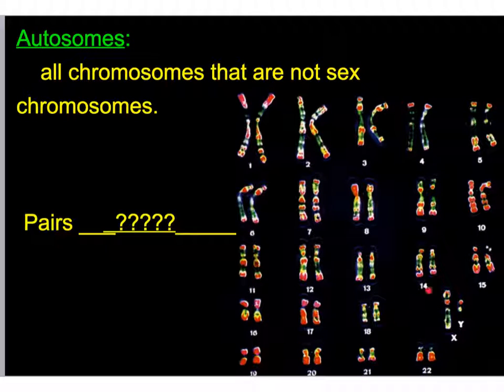So we already know the 23rd pair is the sex chromosomes. All the rest of the chromosomes that are not sex chromosomes are called autosomal chromosomes, or simply autosomes. So what pairs are we talking about? Obviously we're talking about pairs 1 through 22, because we know that the 23rd pair is our special sex chromosomes. All the rest of them are our autosomal chromosomes. So there are 2 terms you definitely need to know for sure: sex chromosomes and autosomal chromosomes.